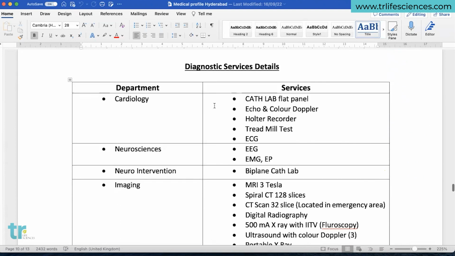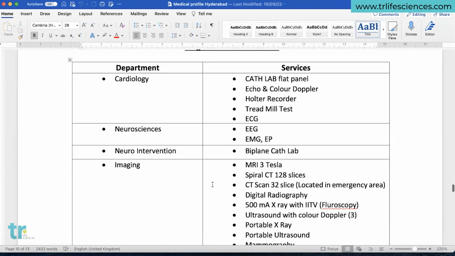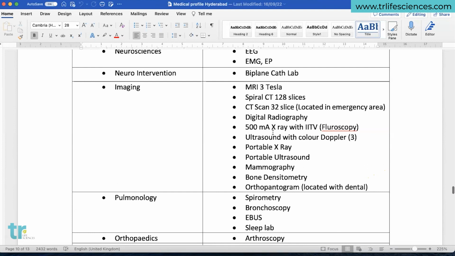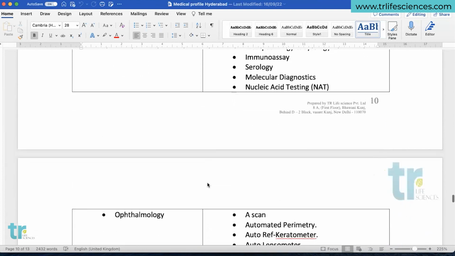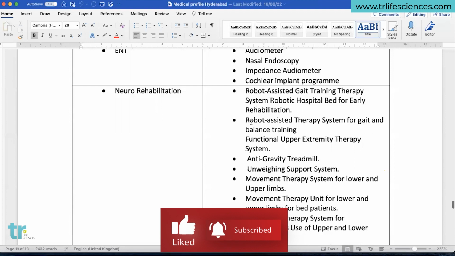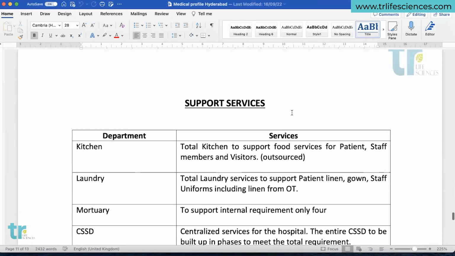Then the diagnostic service details capture the diagnostic equipment, because the architect needs to plan the spaces for that specific equipment. We capture that in this table, department-wise: all imaging, MRI, CT, X-ray, ultrasounds, and what rooms we will require for them. Then pulmonology, orthopedics, gastro, obs, and the laboratory. So the detailing is done here. Here, neuro rehabilitation was also proposed with a robot-assisted gait training system. This is one of the high-end equipment.